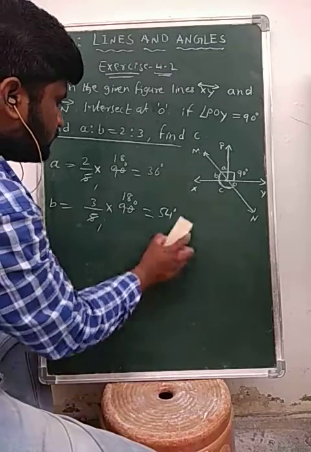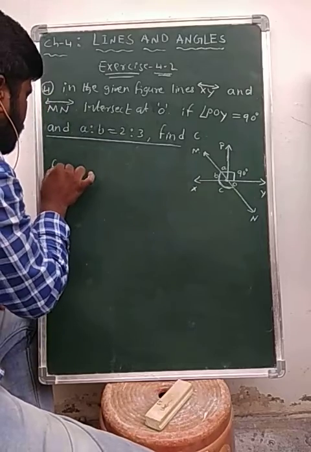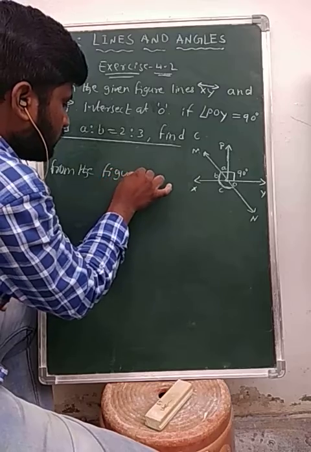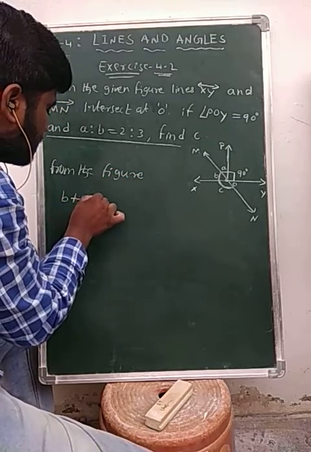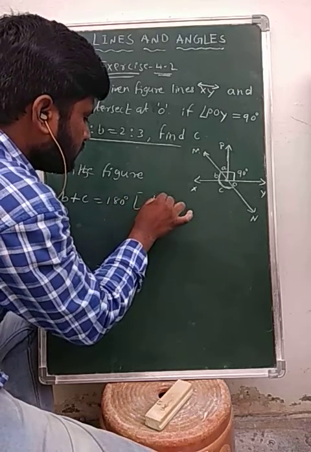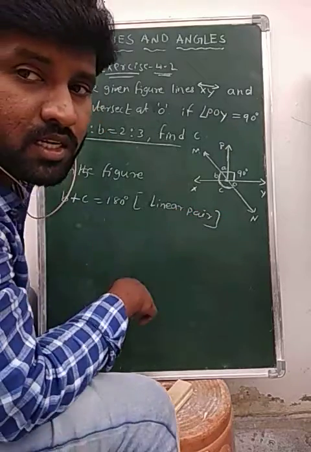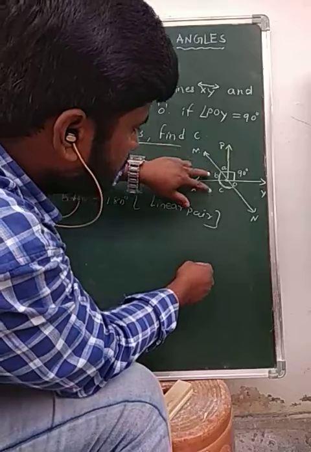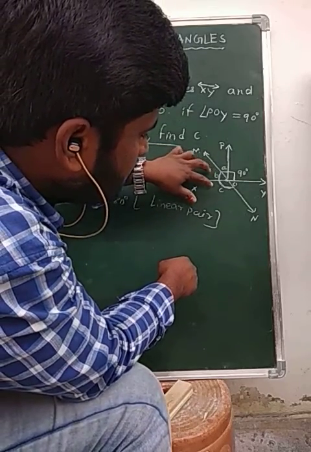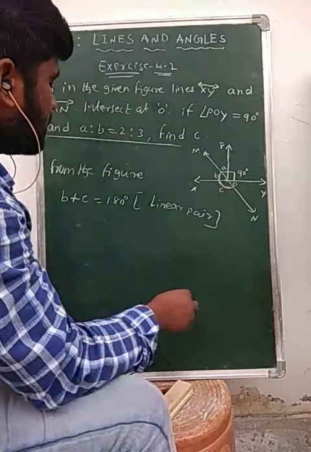So we can write, from the figure, B plus C is equal to 180 degrees. That is a linear pair. Okay, that is what, Nana? Linear pair. So these two are adjacent angles now. B and C are adjacent angles, but the sum of the adjacent angles is 180 degrees. Straight angle form. Yes, that's what we mean.